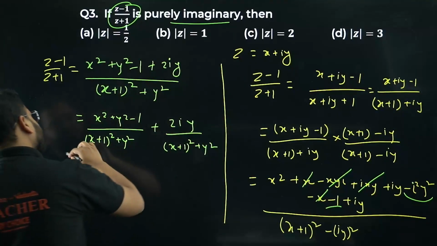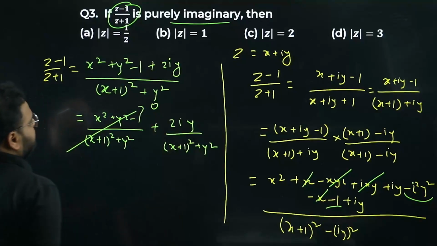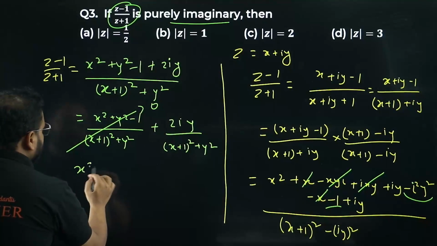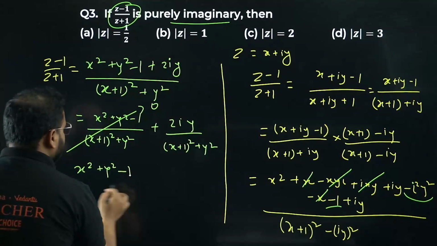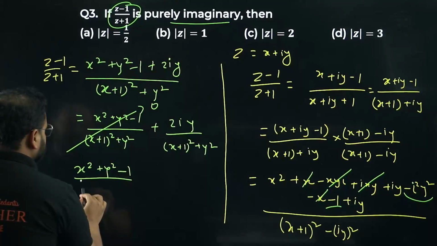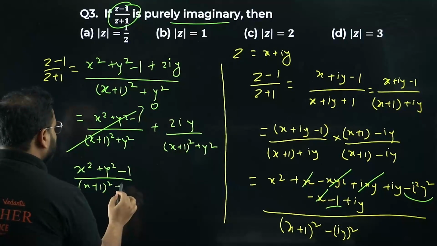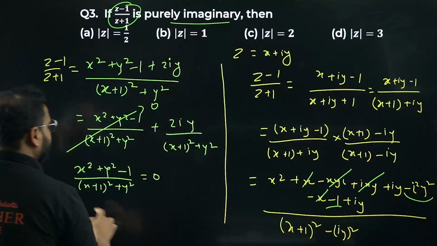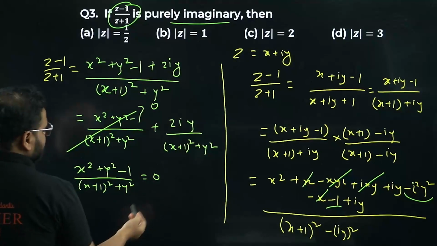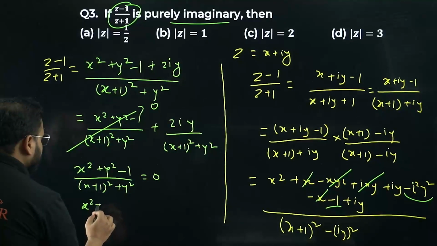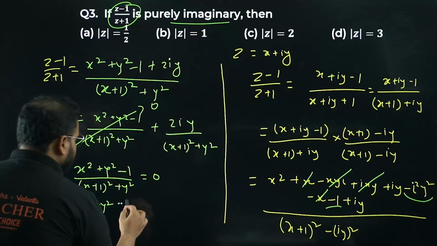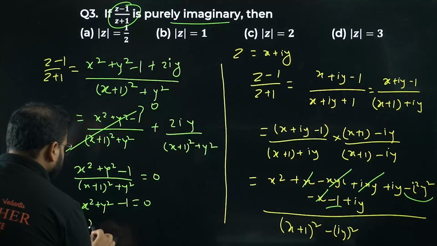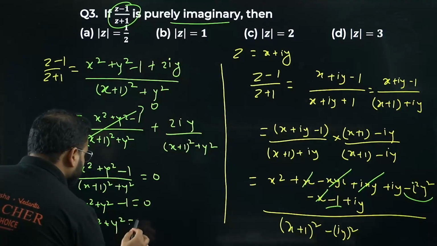Purely imaginary means this real part has to be equal to 0. It means (x square plus y square minus 1) upon whatever it is has to be equal to 0. I can cross multiply on this side and I get x square plus y square minus 1 equal to 0. It means x square plus y square equals 1.